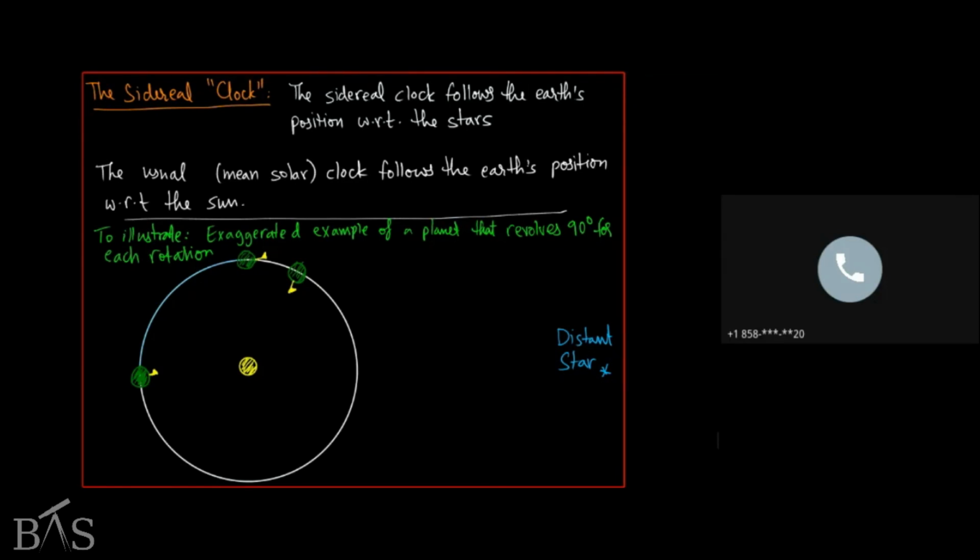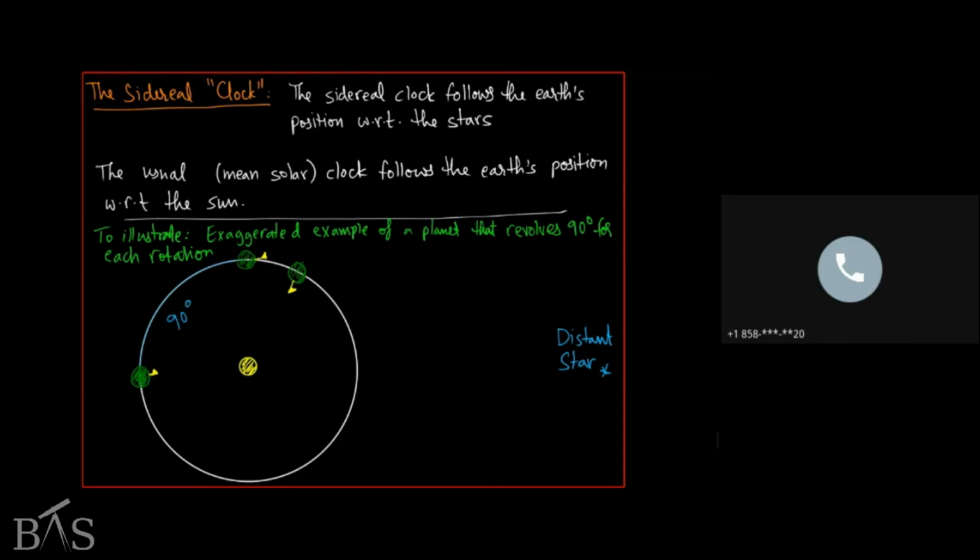So imagine, let's call this the sidereal clock. This sidereal clock follows the Earth's position with respect to the stars, not with respect to the sun. Now, let's imagine there is a fake planet. This doesn't exist. This planet revolves 90 degrees for each rotation. I've just exaggerated it so that it's more clear. So every time this planet rotates 360 degrees, it revolves 90 degrees. That means it goes around the sun. Okay, this is the exaggerated planet that I'm considering.